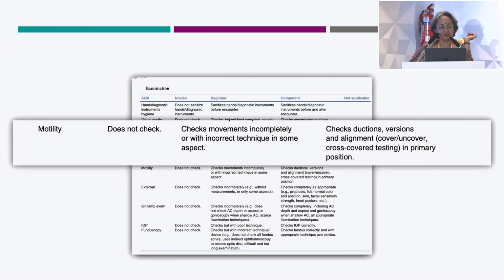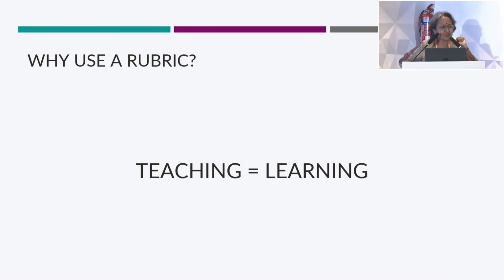Somewhere between novice and beginner. Checks movements incompletely or with incorrect technique in some aspect. Correct? So that's how you will use it. And why do you use a rubric? Why do we need this? Because teaching is not equal to learning.